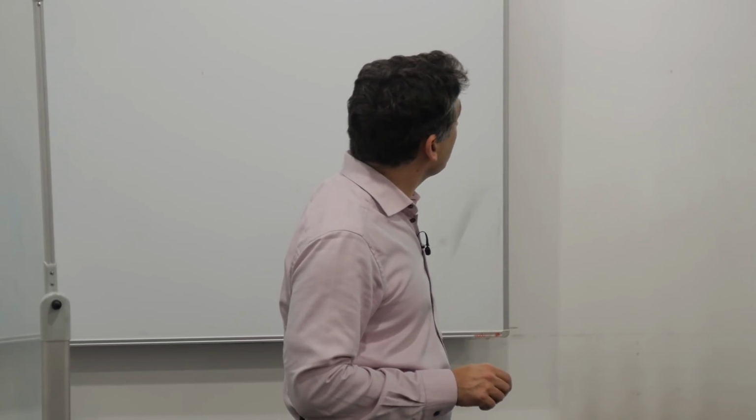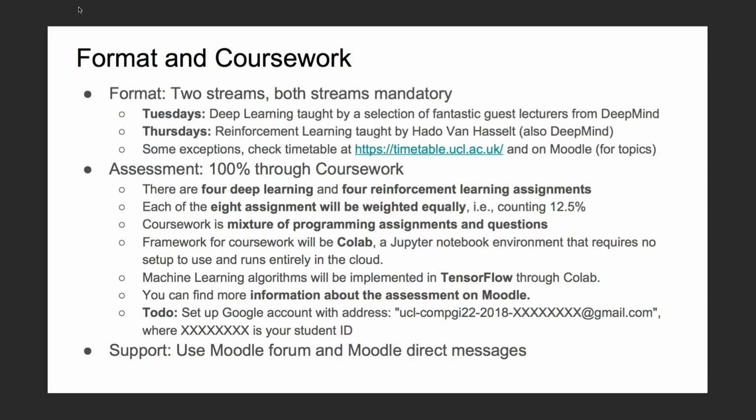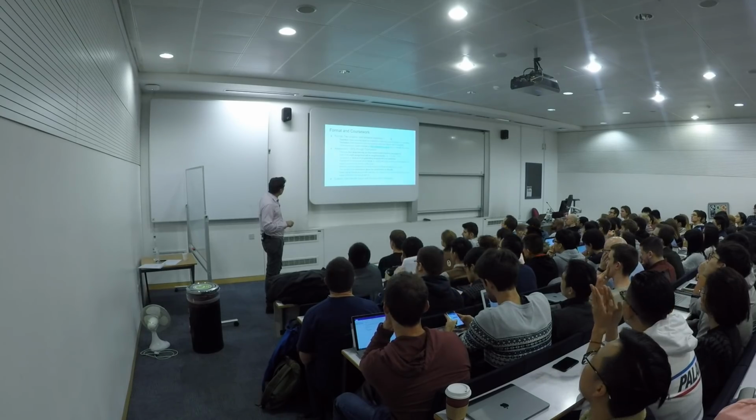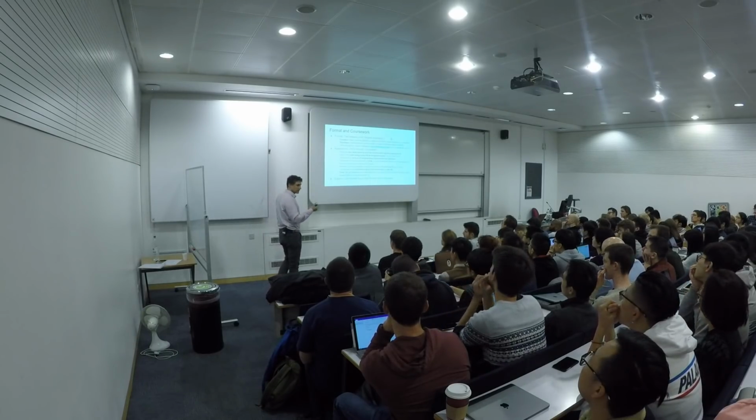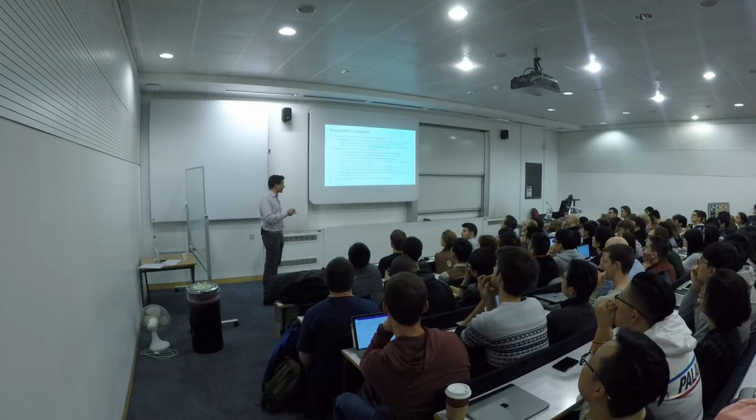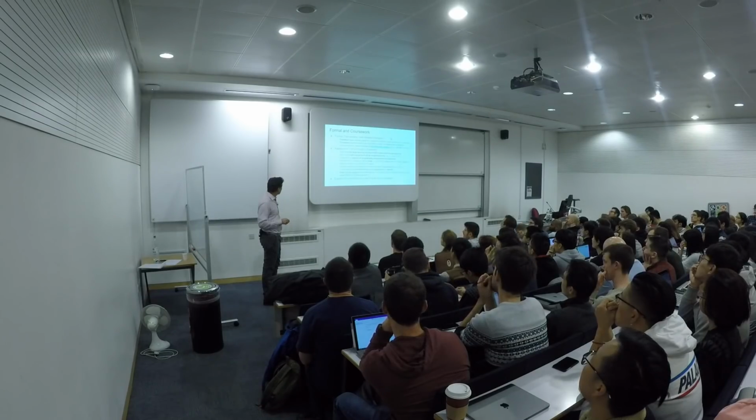So the idea is basically that we'll have 4 deep learning and 4 reinforcement learning assignments. These will be spread across the weeks of the module, and then these 8 assignments will be weighted equally, and the final grade will be based on those assignments. These questions will be mixtures of programming assignments and questions of understanding that you will answer in this context.